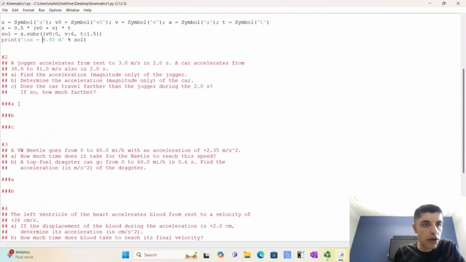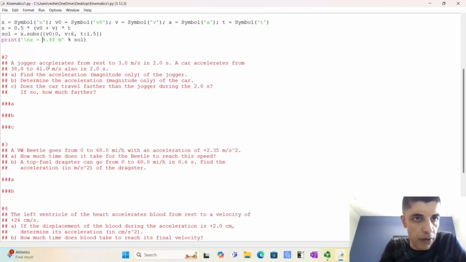Let's do problem number 2 here. So let's go ahead and read it. So it says, a jogger accelerates from rest to a speed of 3.0 meters per second in 2 seconds. A car accelerates from 38 to 41 meters per second also in 2 seconds. So part A, it says find the acceleration in magnitude only of the jogger.